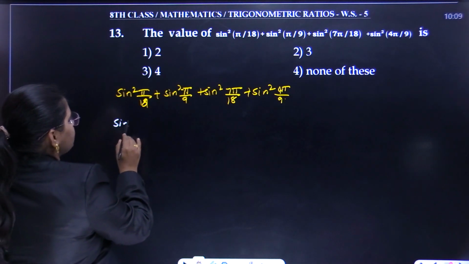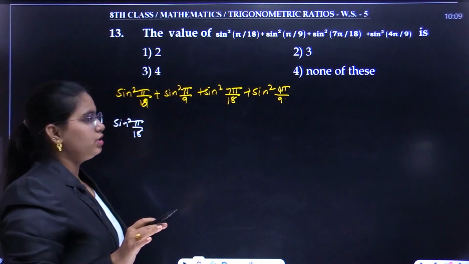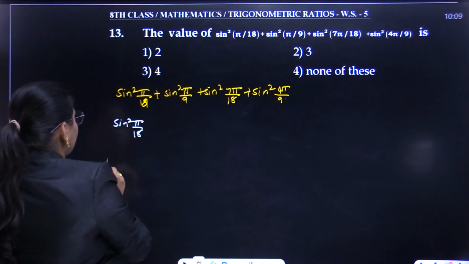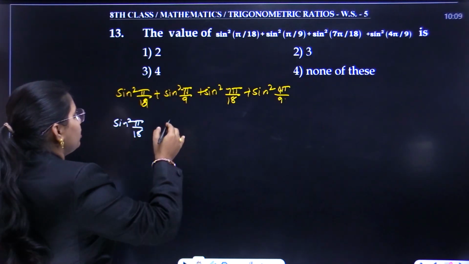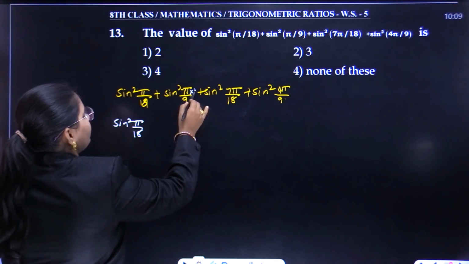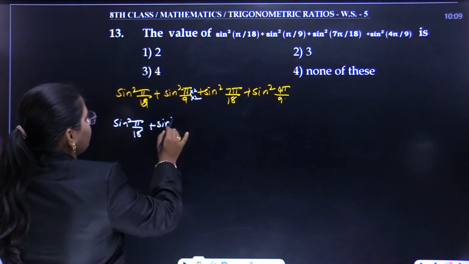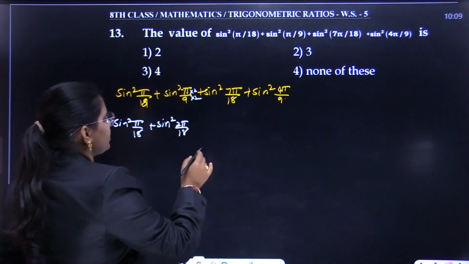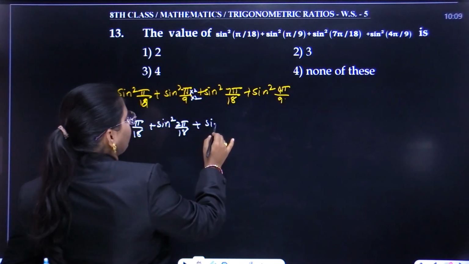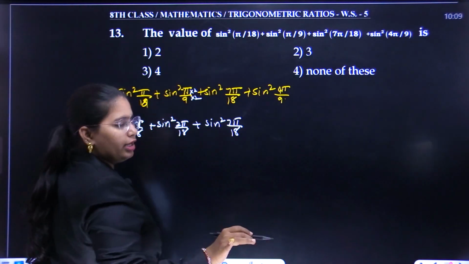I'll write sine square pi by 18 as usual. I will not change anything. Sine square pi by 9, I'll multiply and divide with 2. So what will it become? Plus sine square 2 pi by 18. Okay? Sine square 7 pi by 18 I will write as it is. Nothing I will be doing.